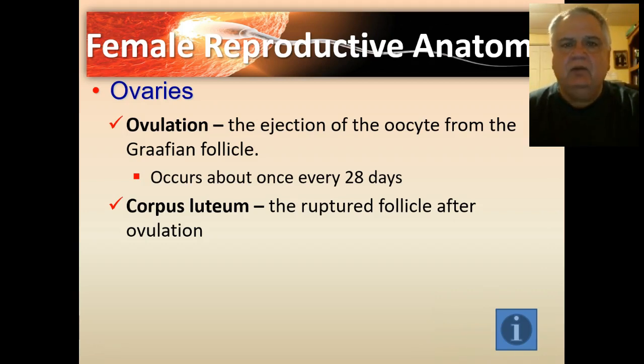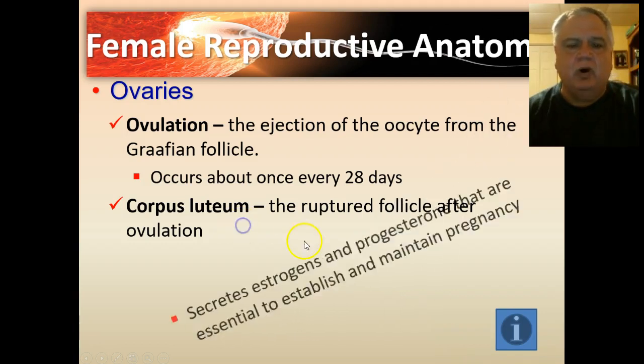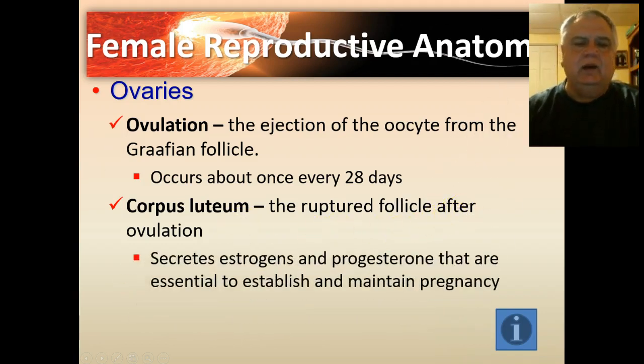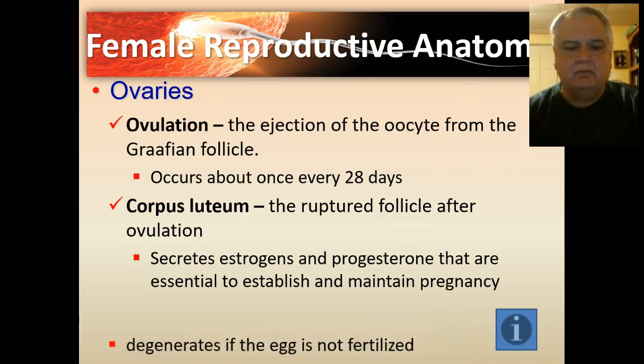Okay, so one of the other structures that we didn't mention there was a structure called the corpus luteum. So after the Graafian follicle ruptures, it then becomes a gland that can secrete hormones. And this gland is called the corpus luteum. Corpus means body, and luteum means yellow. So this is a kind of yellow body or gland that remains behind. It secretes estrogen and progesterone, the two female hormones. And these hormones are necessary to establish and maintain pregnancy if a fertilization occurs.